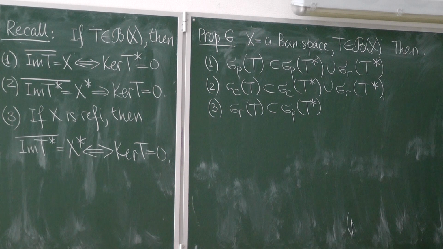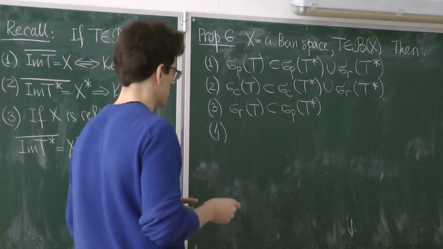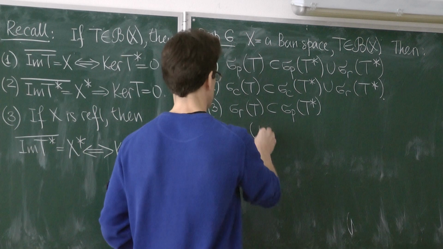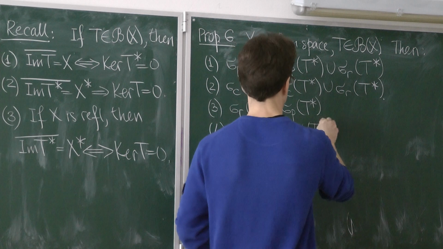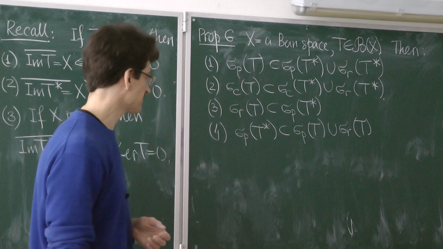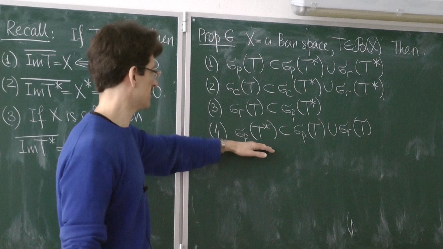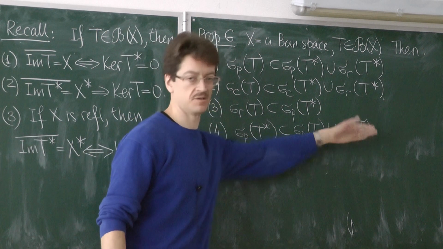Now let's try to interchange T and T star here. Of course, we must be careful because X can be non-reflexive. We cannot do it formally, but nevertheless, we have similar inclusions. Namely, the point spectrum of T star is contained in the union of the point spectrum of T and the residual spectrum of T. And in fact, this is immediate from 2. If lambda is in here, it cannot be in the continuous spectrum because of this inclusion, and so it must be either in the point spectrum or in the residual spectrum.